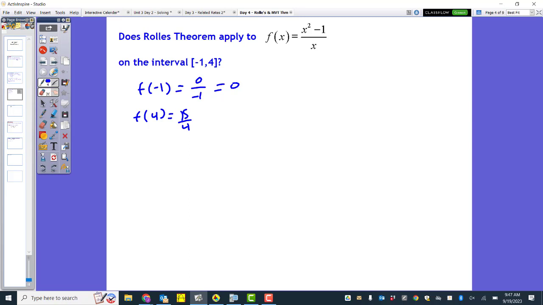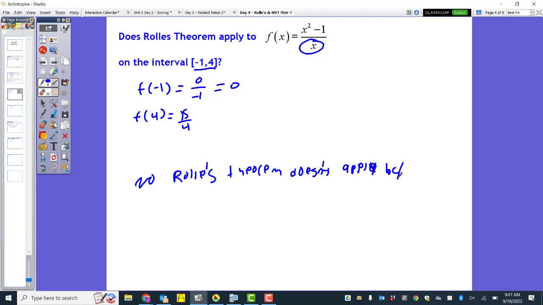Now, there are actually 2 other reasons Rolle's theorem doesn't apply. First, it's not continuous on the interval -1 to 4. 0, if you plug it in there, would make it not continuous. It's also not differentiable, because if it's not continuous, it can't be differentiable either. So no, Rolle's theorem doesn't apply because, and then you can put any one of those reasons or all 3 of those reasons. Okay.